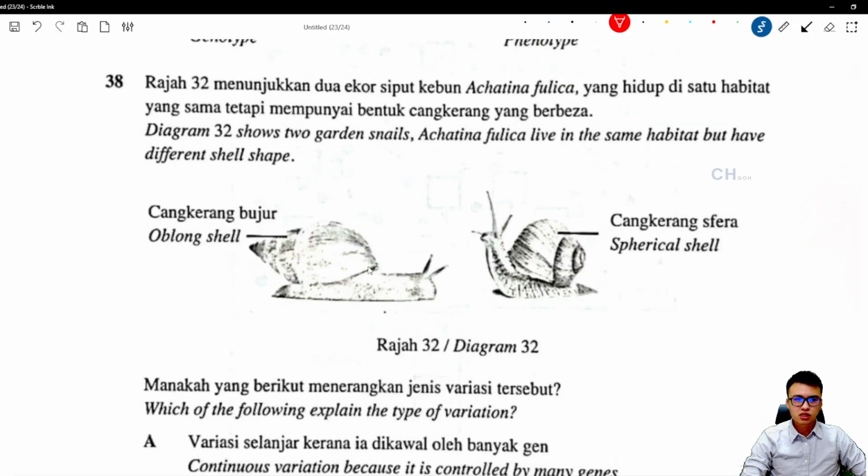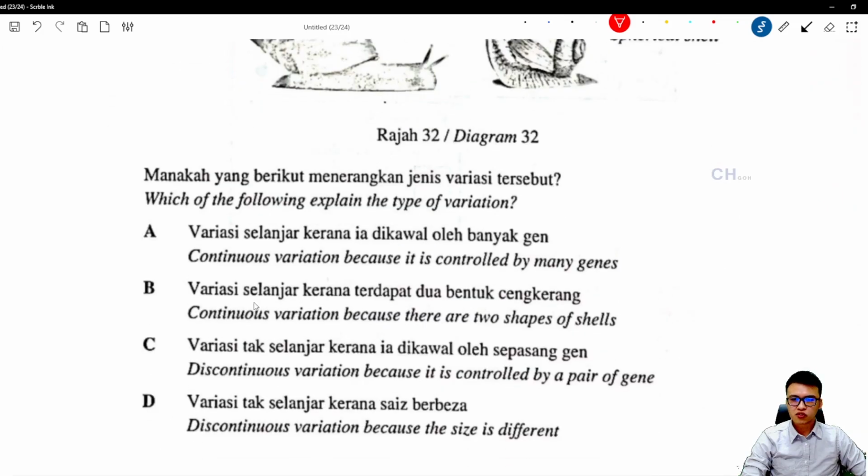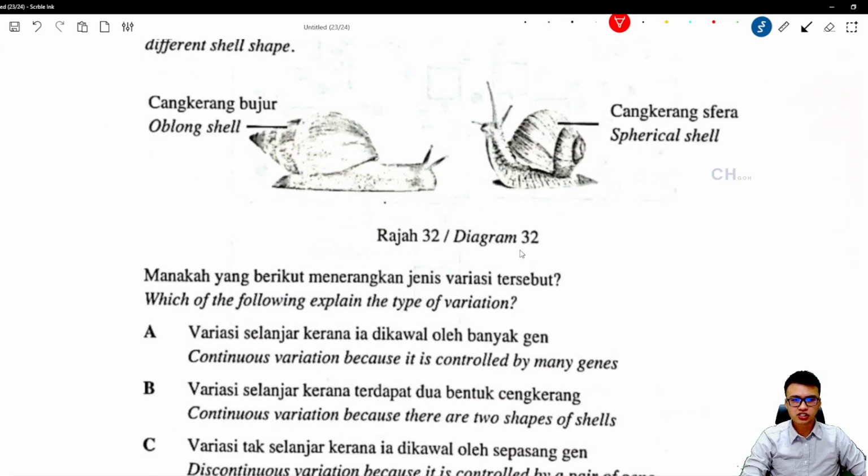We have two snails here. Which of the following explains the types of variations? When we come to variations, we can see the shells have different shapes. If we have different shapes of shell, we are going to call this discontinuous variation.